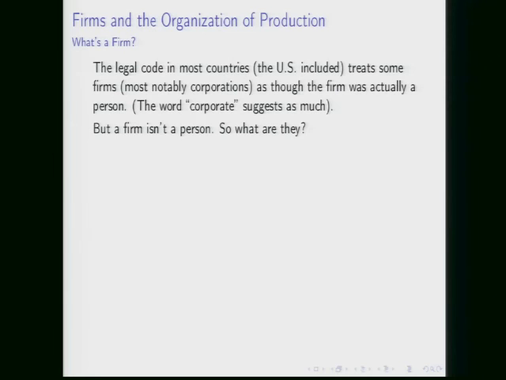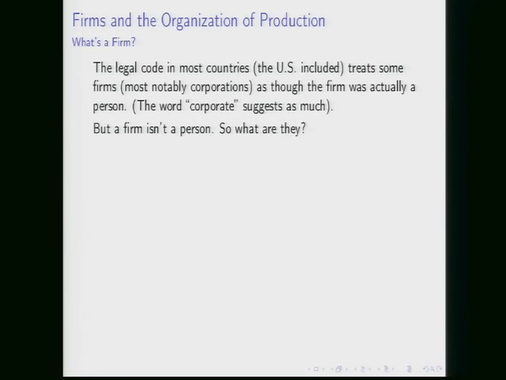There's a variety of different kinds of firms that are enumerated both in legislation and also the tax code in the U.S. And there's a legal fiction that's prevalent in the U.S. and most developed countries that a firm is rather like a person, that they have a sort of fictive personhood for many legal purposes. And the word corporate suggests that. Corpus is Latin for body. But a firm, of course, is not a person. Even a firm operated by one person still isn't a person. So how should we think about these things?